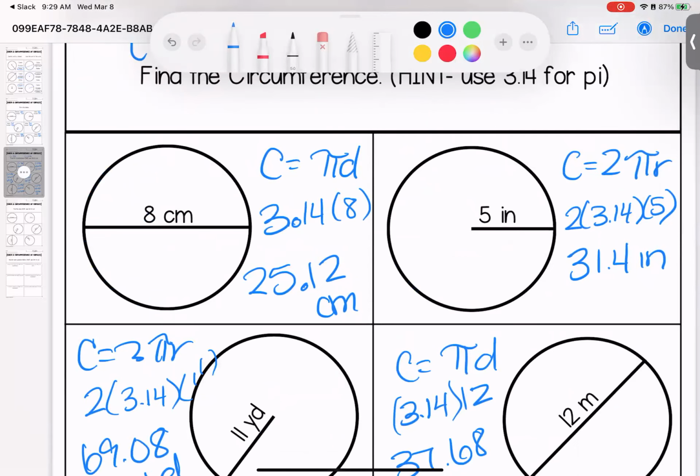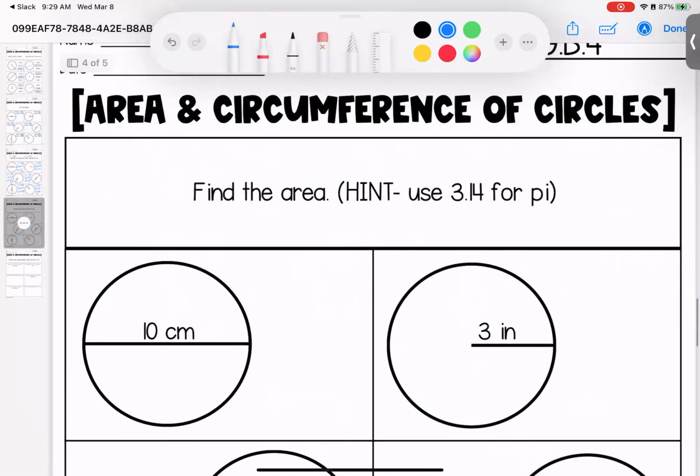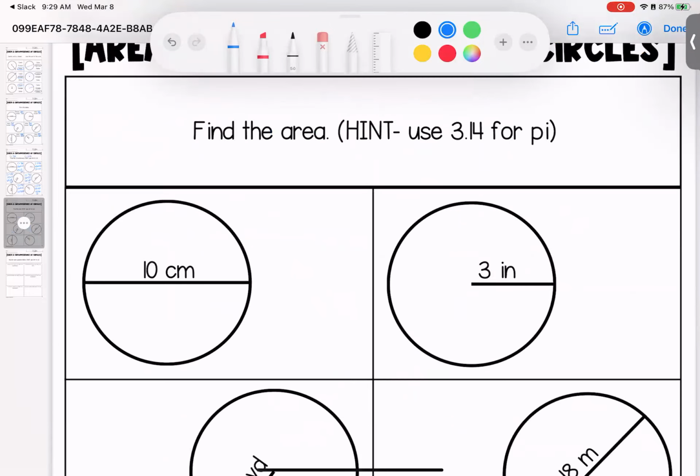All right, my little chicky nuggets, we're continuing our exploration. This time we're doing area. Area has one formula. Area equals pi r squared. That's it. That's the one. So if we are given the radius, perfect. If we're given the diameter, we have to cut it in half.